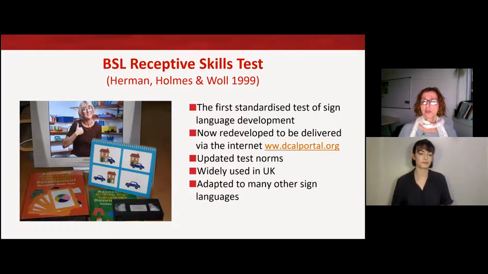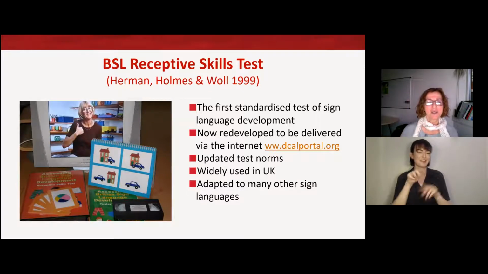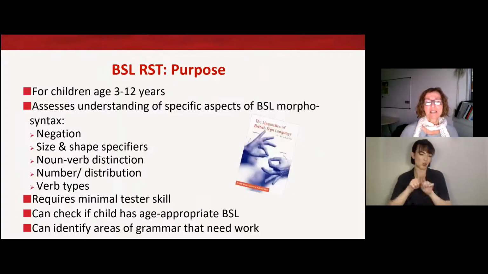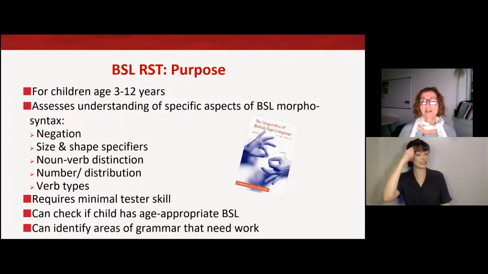Moving on to a slightly older age group now, from 3 plus. This is a very old picture from the British Sign Language Receptive Skills Test when it was first developed, when it was a video-based tool. Remember videos? It then went to DVD format, and it is now available online through the DCAL portal with updated test forms. This test looks at children's understanding of BSL sentences containing different syntactic constructions.